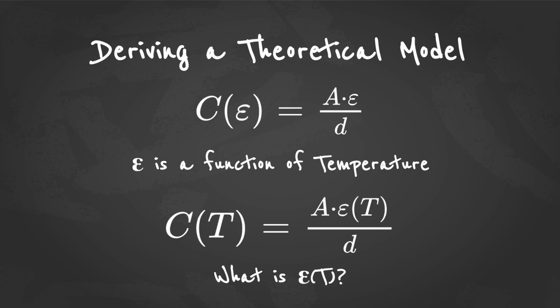However, in the previous slides we mentioned that our epsilon is going to be a function of temperature since we are using water. So that means we can further expand and say C is a function of temperature, which is equal to A times epsilon, which is a function of temperature, over D. However, this brings the question, what is epsilon at T?